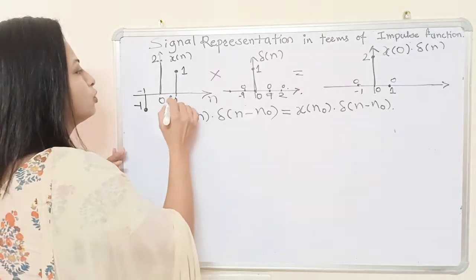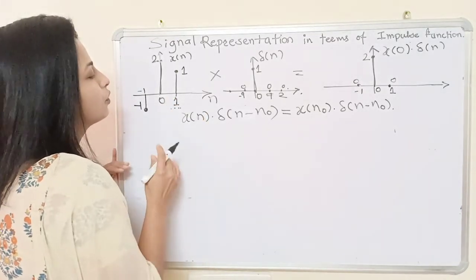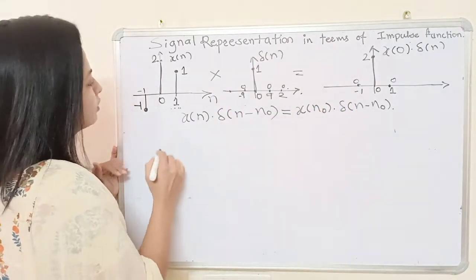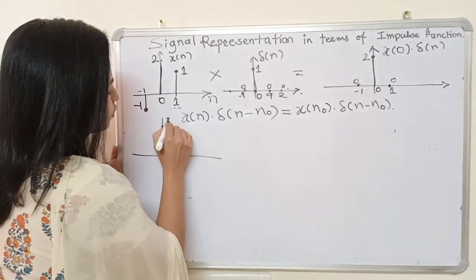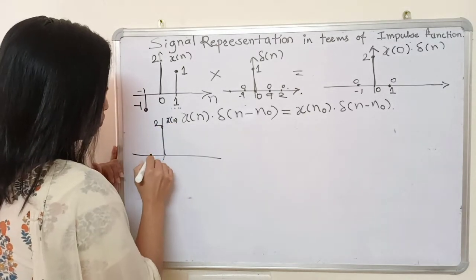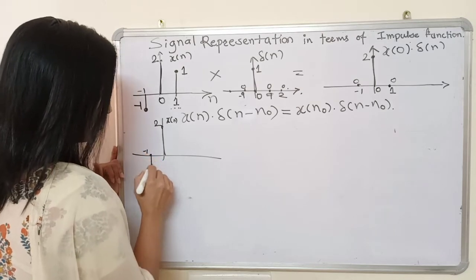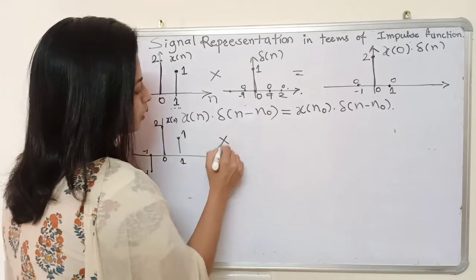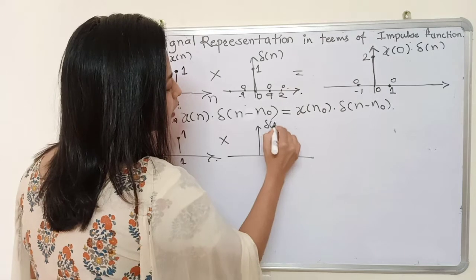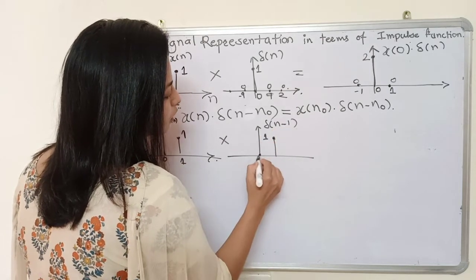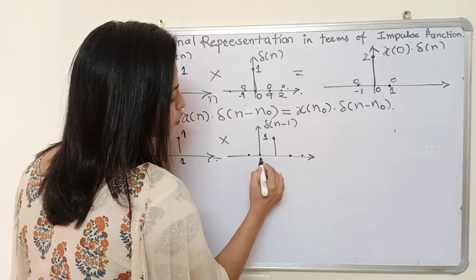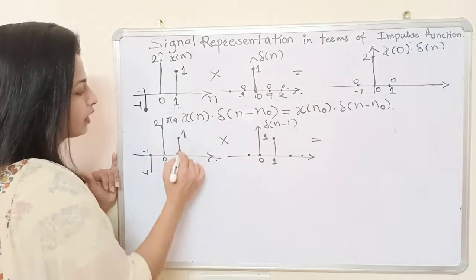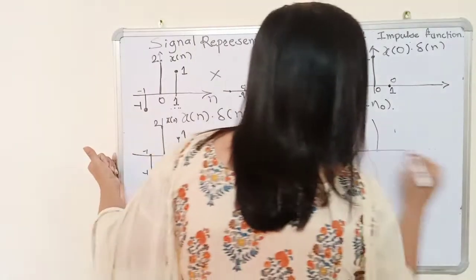Now let us see what happens if we want the sample at 1. We have to shift del of n to this side, so a right shift by 1. I'll draw the signal x of n again. The amplitude is 2 at 0, -1 at -1, and 1 at 1. When I multiply it with del of n minus 1, its amplitude is 1 at n equal to 1, otherwise it is 0. So when I multiply this, I get only this sample, and the other samples are made 0.